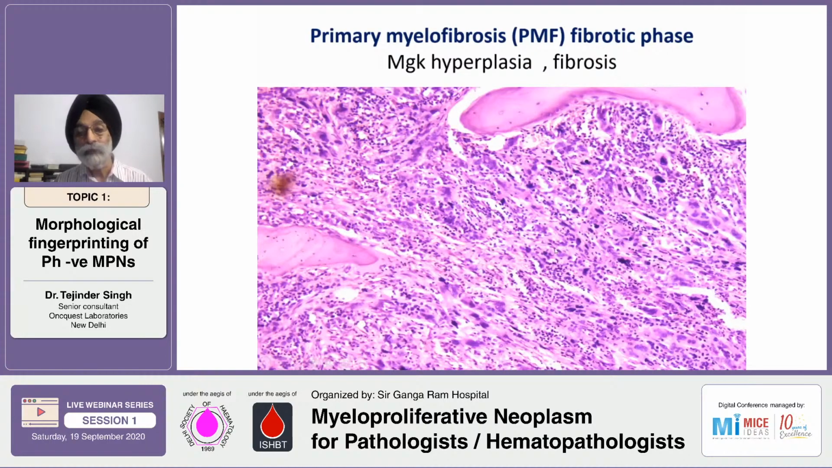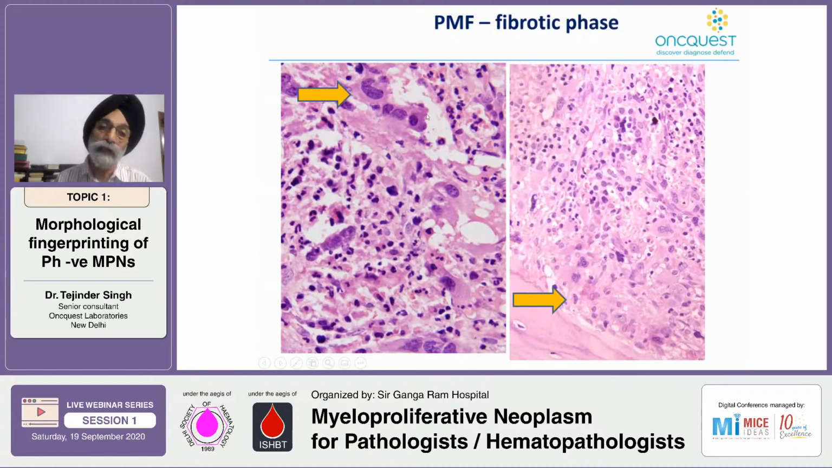Here you find that megakaryocytic proliferation is more than even granulocytic proliferation, and there is streaming of the cells, and you find there is associated marrow fibrosis. Here you find the dilated sinusoids are lined by these megakaryocytes. Some of them are atypical with bulbous nuclei. Here there is change in topography.